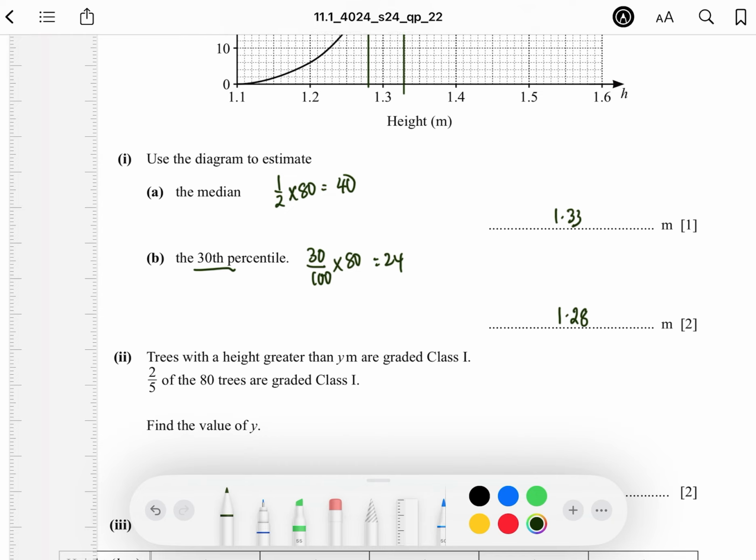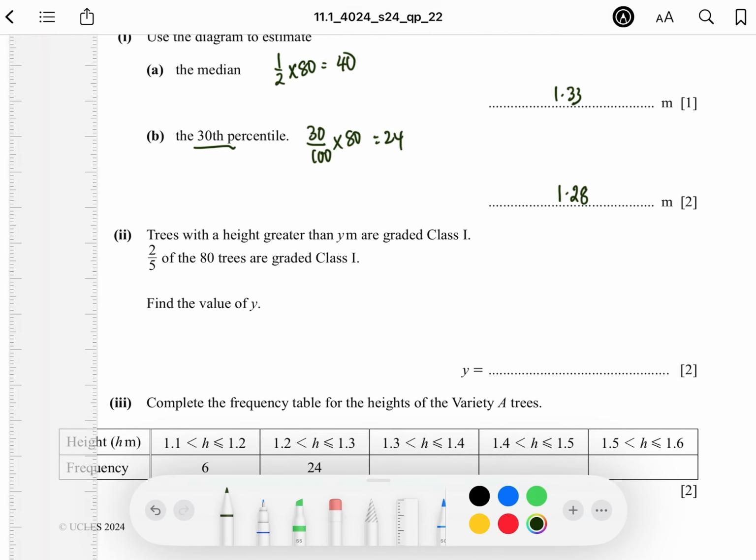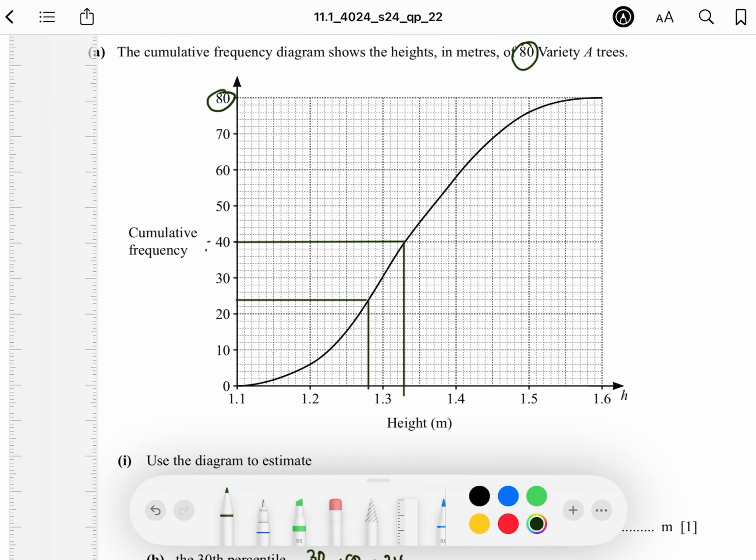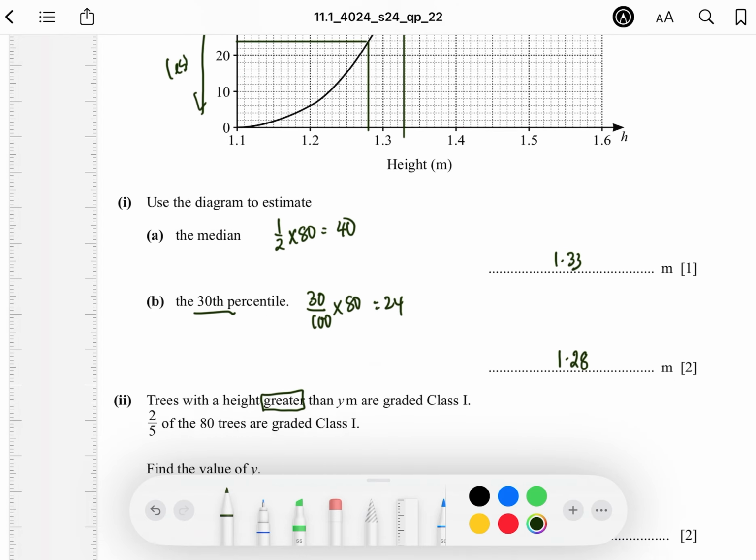Next question. Trees with height greater than y meter are graded class 1. 2/5 of the 80 trees are graded class 1. Find the value of y. So the words "greater than" here are crucial because on a cumulative frequency graph, this one is the less than, this one is the greater than, no matter what the value is. So be careful with that one.